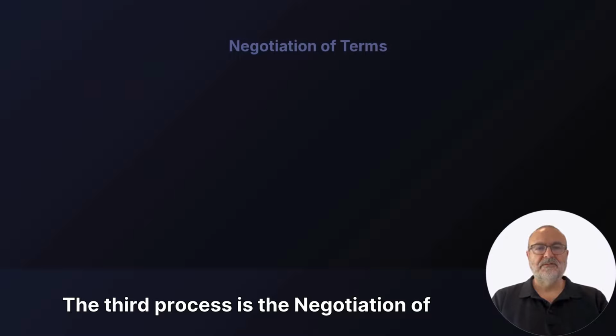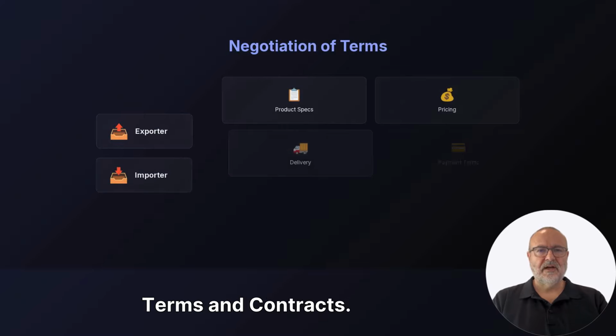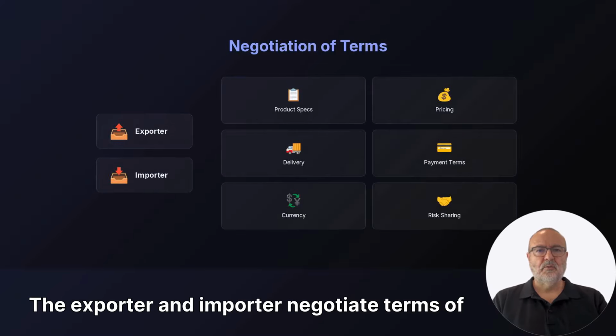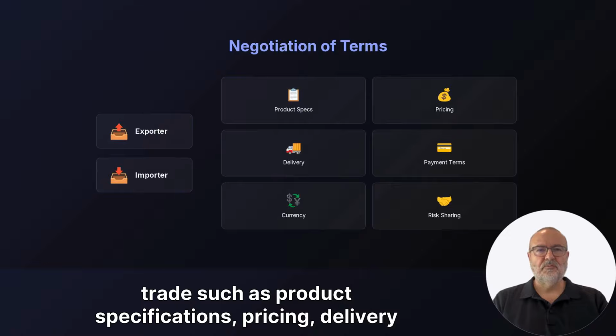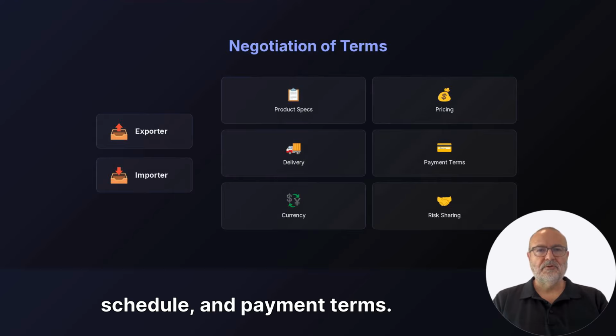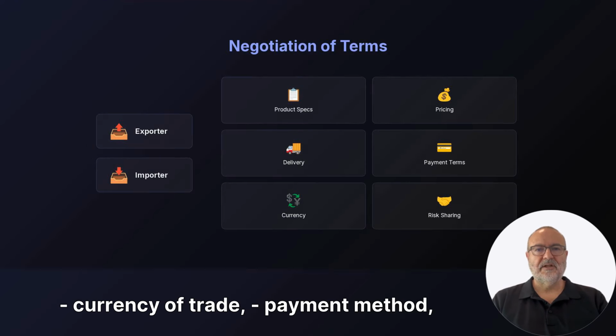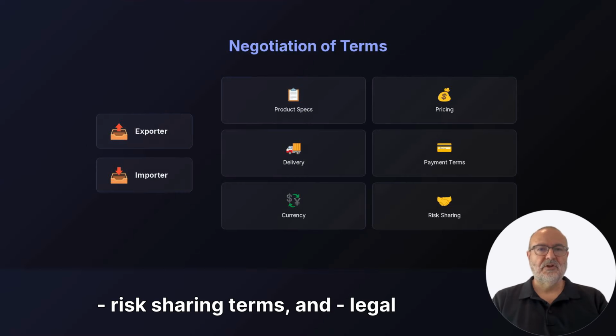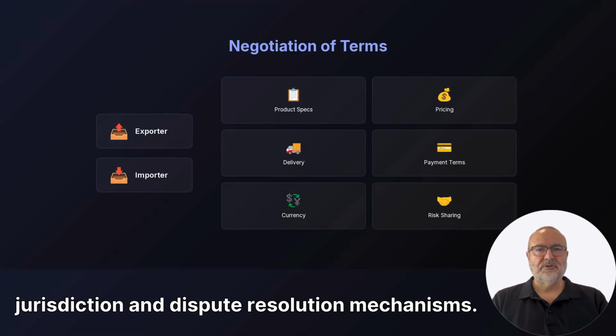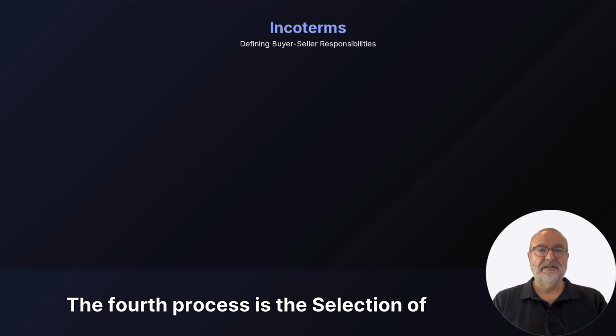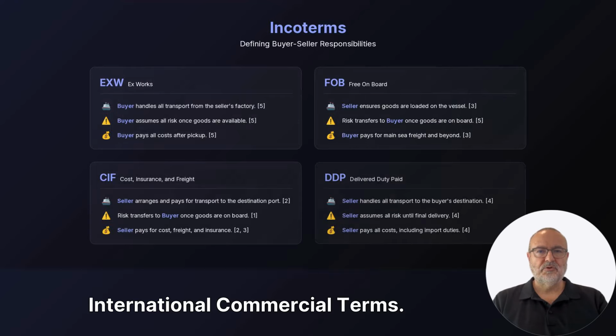The third process is the negotiation of terms and contracts. The exporter and importer negotiate terms of trade such as product specifications, pricing, delivery schedule, and payment terms. They also agree on key elements including currency of trade, payment method, risk-sharing terms, and legal jurisdiction and dispute resolution mechanisms.